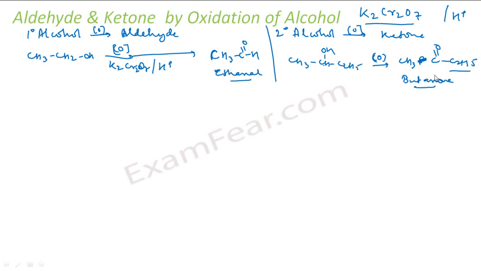That's why if I took 1 degree alcohol, I got aldehyde. If I take 2 degree alcohol, I get ketone. Correct? Hope you'll remember this. 1 degree alcohol, aldehyde. 2 degree alcohol, ketone. If you take 3 degree alcohol, you won't get anything because there has to be a hydrogen to be removed here, right? So it has to be 1 degree or 2 degree. You take 1 degree alcohol, oxidize it, you get aldehyde. You take 2 degree alcohol, oxidize it, you get ketone.